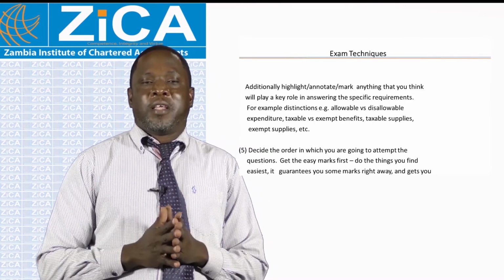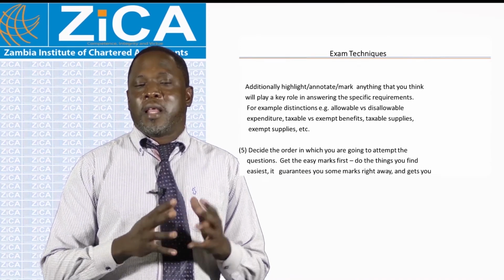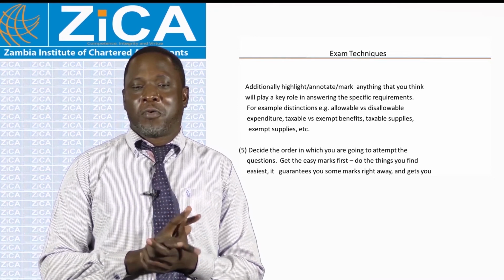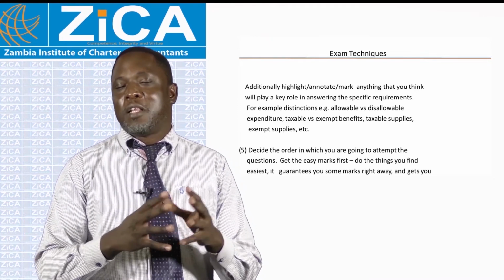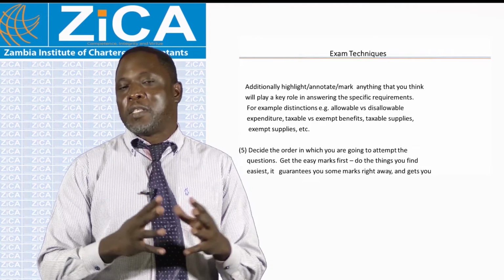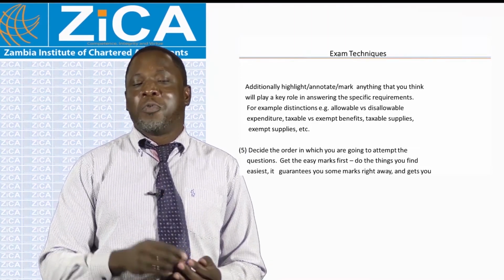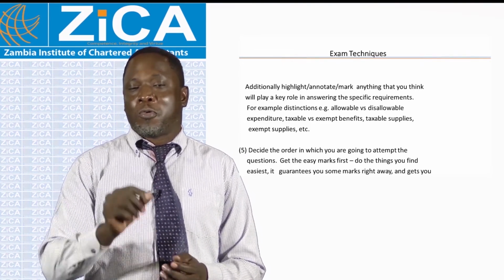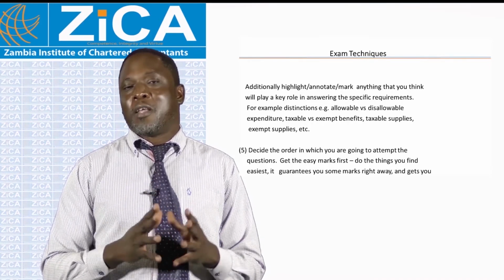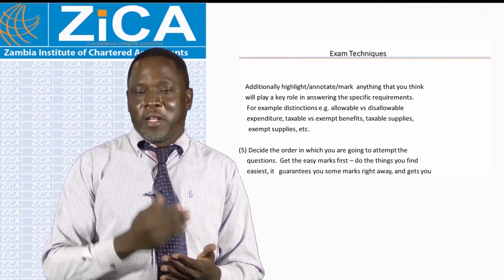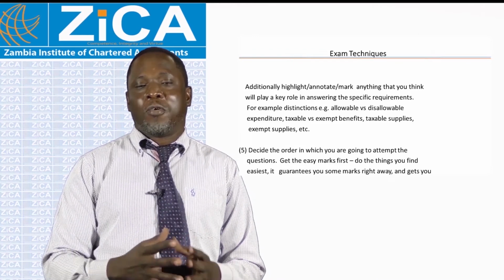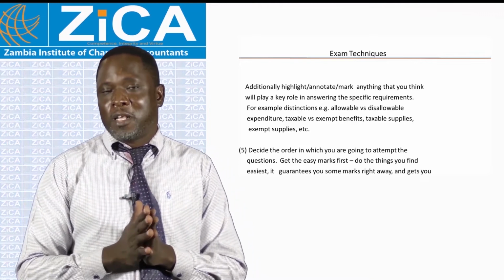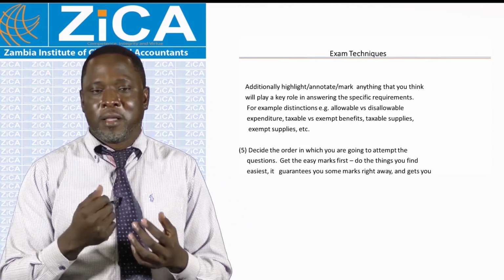Then additionally, you can highlight or mark any other information which you think may play a key role in answering specific requirements. For example, when you are dealing with a question of computing taxable business profits, as you are reading the question, you'll be able to identify that this expense is allowable, the other expense is not allowable. So right away you can even tick them. You can tick the disallowed items, so that when it comes to answering the question, you already know which items you are looking for. So identify the allowable or disallowable items if the question is dealing with computation of business profits.